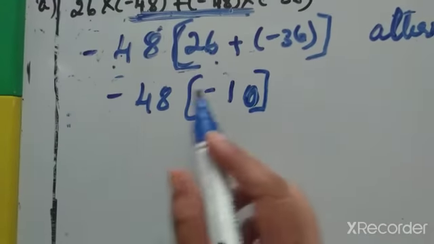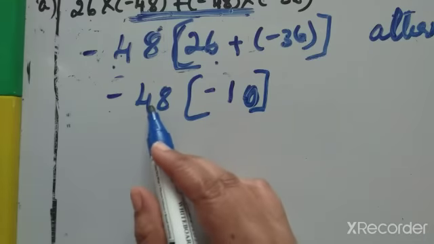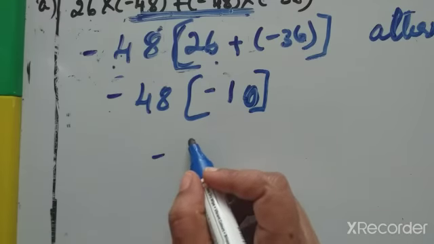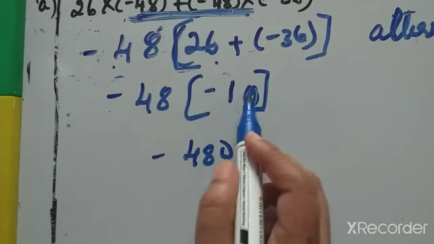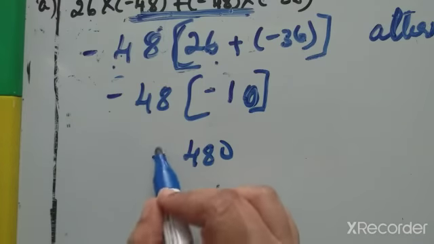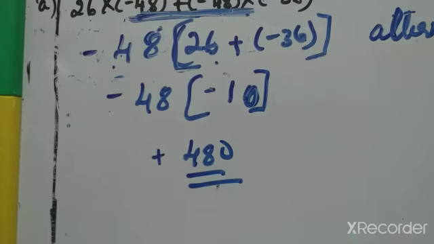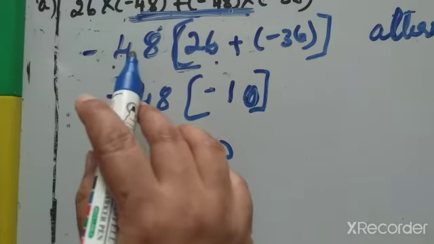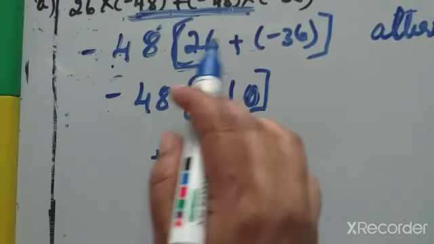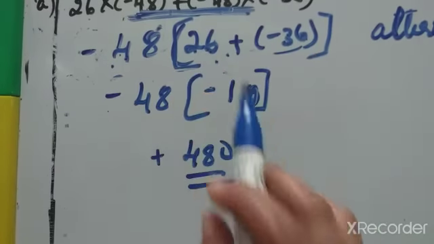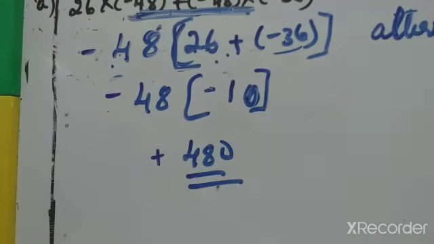Now minus 48, bracket means multiplication. 48 into 10 is 480. Okay, 48 into 10 is 480. Minus into minus is plus. So answer is 480. Same answer we get by that method, means with distribution or simplifying the center one and multiply with the common.